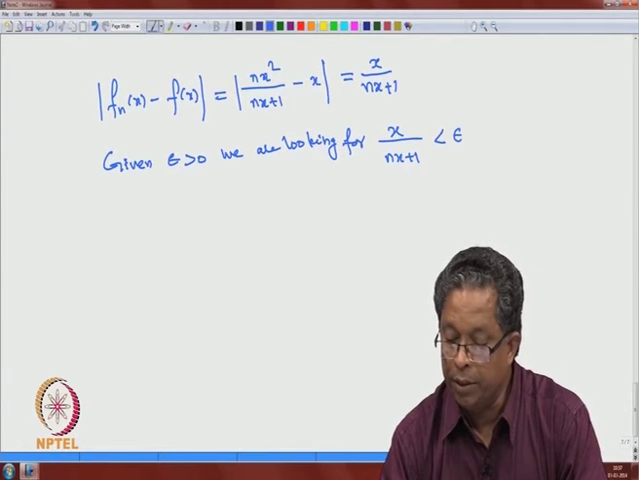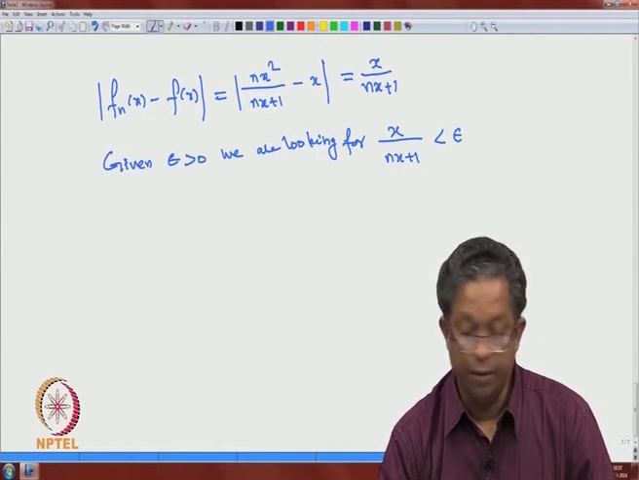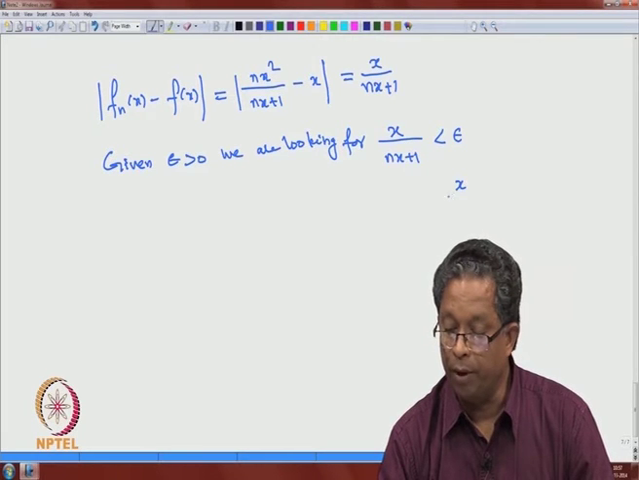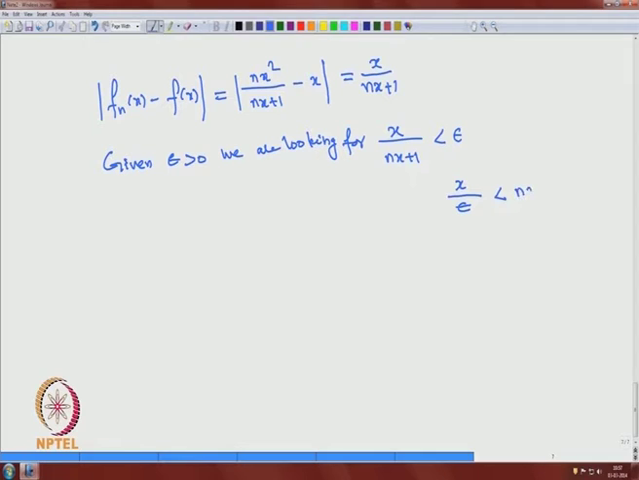Yes, okay, a simple manipulation. If we apply here, this can also be written as x upon epsilon is less than n x plus 1, and if you divide throughout by x, then 1 by epsilon is less than n plus 1 by x. So, in other words, 1 by epsilon minus 1 by x is less than n. There you can have a bound that n is greater than 1 by epsilon. So, x varies in the interval 0, 1, so the greatest value it can assume is 1. So, 1 by epsilon minus 1.